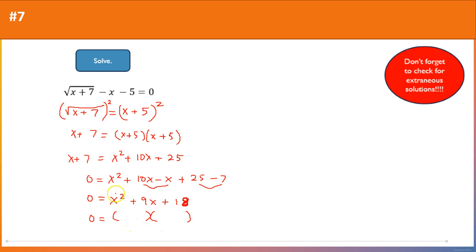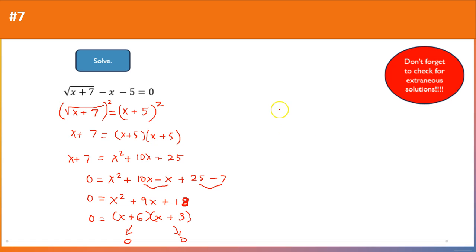Okay, so we factor x times x gives me x squared, and then I think of two numbers that give me 18. I think it's going to be 6 and 3. Okay, both of them being positive, positive 6 and positive 3. And then as you can see, 6 plus 3 gives me 9. Now I'm going to do the zero product property. That's where we let this equal to 0 or this equaling to 0.